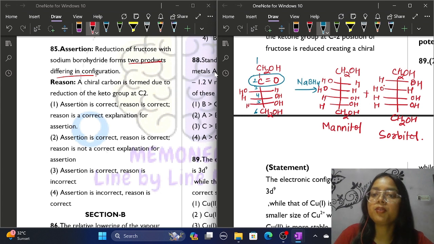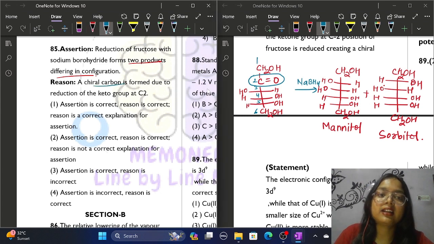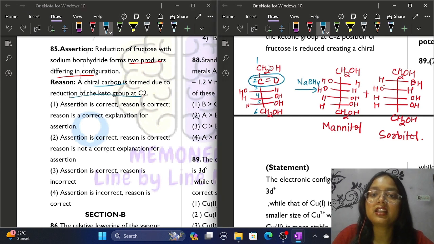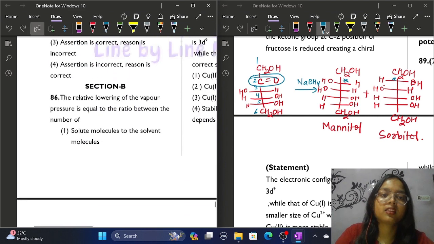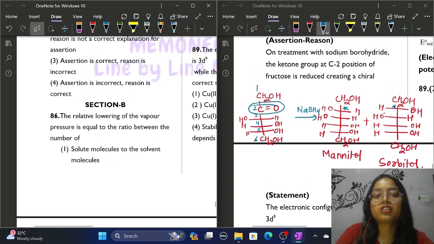Two products are formed which are different in configuration. So what is the reason? The chiral carbon is formed due to the reduction of the keto group at the C2 position, right? So the ketone group present in the C2 carbon will generate this chiral carbon, due to which it will form the two configurations. So option 1 will be correct, that is, the assertion is correct and its reason is also correct. Now let's move on to the next question.